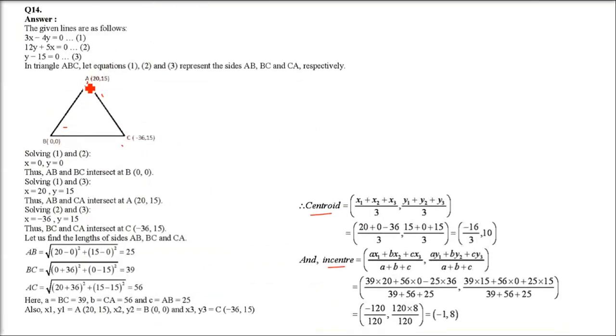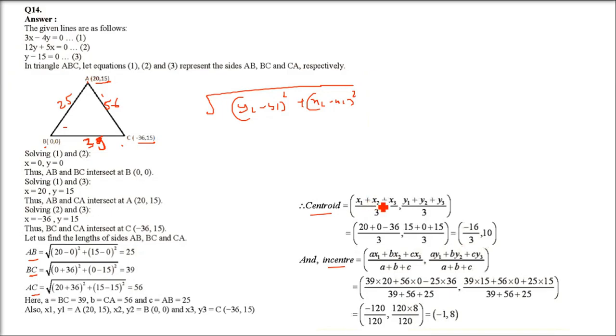Now the second thing you have to do is find the distance. The distance formula is simply the square root of (y2 minus y1) whole square plus (x2 minus x1) whole square. You have the endpoints of a line, so you can find the distance or length. Taking x1, y1, x2, y2 pairwise, you can find the lengths of the sides. The vertices are known, and the lengths are also known: 25, 56, like these are known.